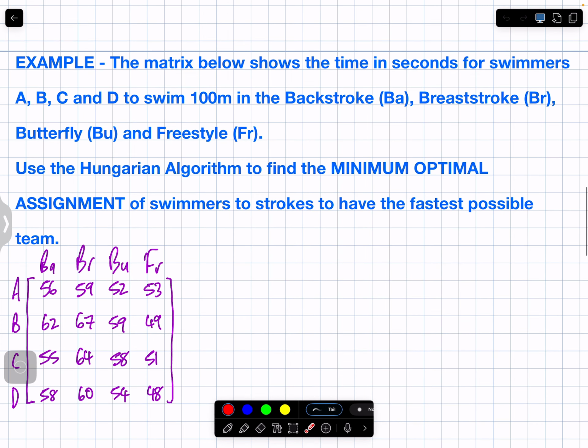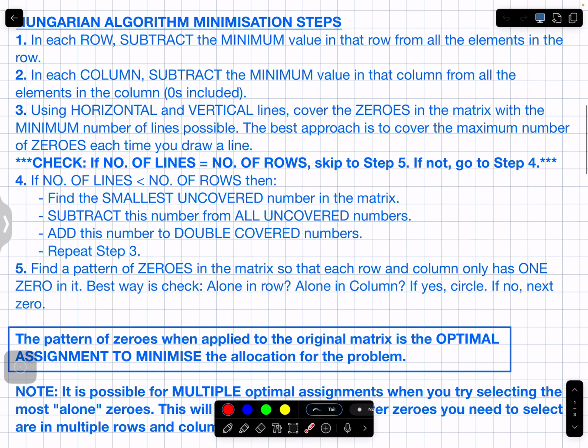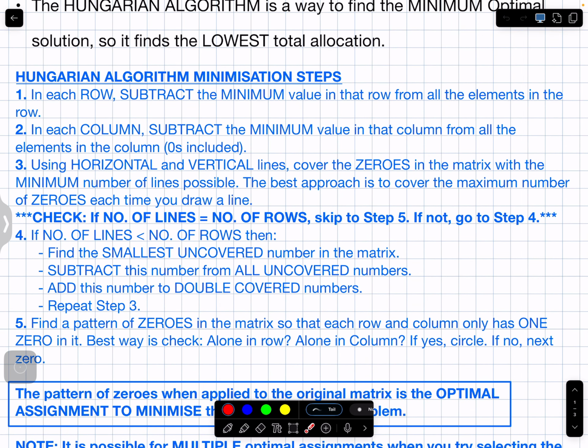So this is the same as before. It's still A, B, C, and D. It's the same strokes. It's the same numbers, but we're going to definitively find the answer rather than just doing it by eye and hoping for the best. So what are the steps? This is the noughts and crosses that I told you about. It's going to feel like that.